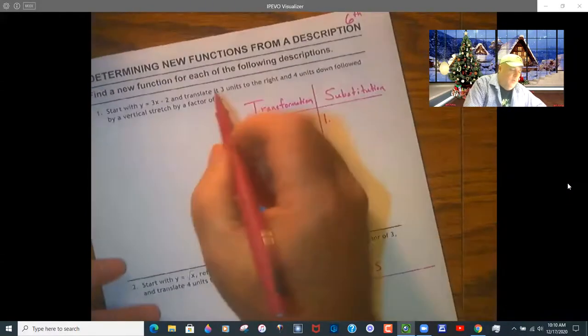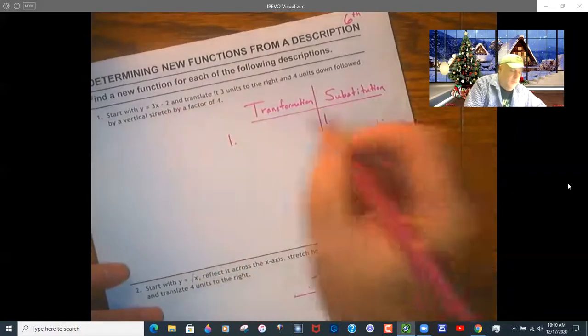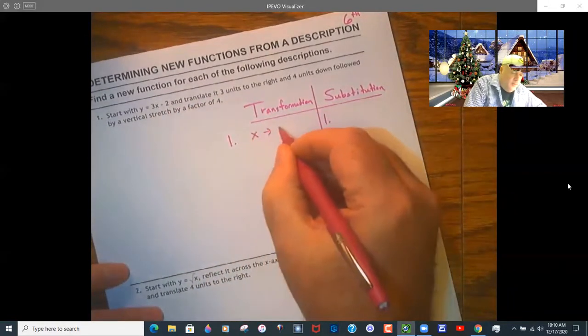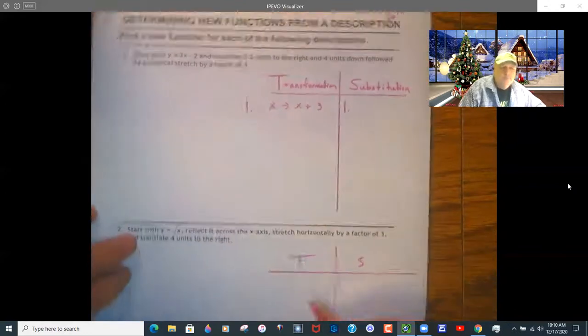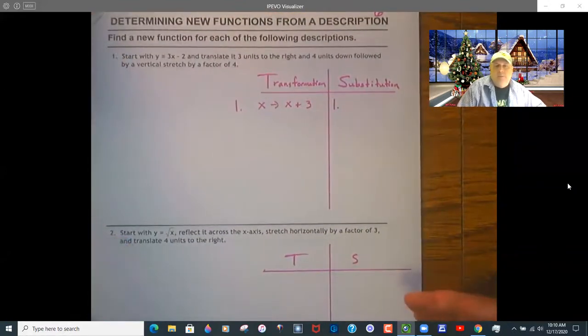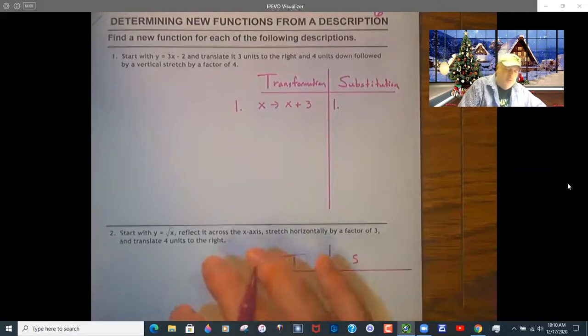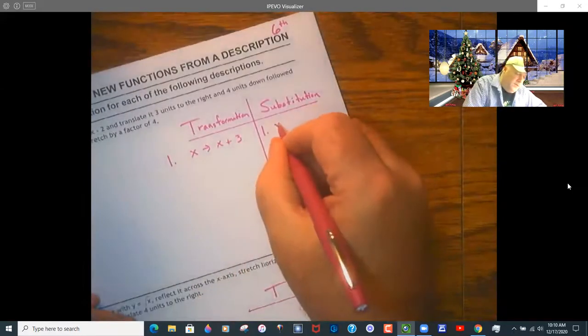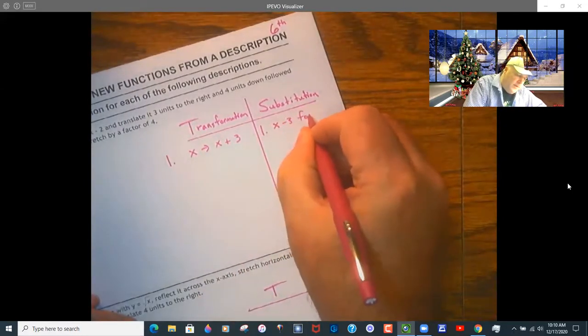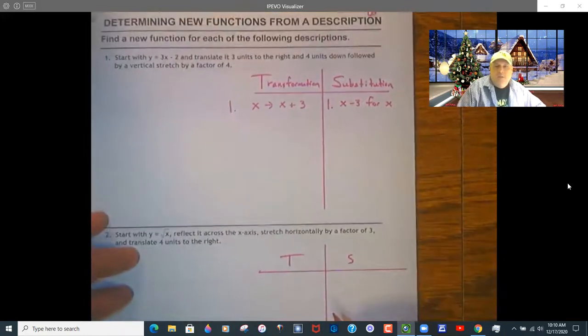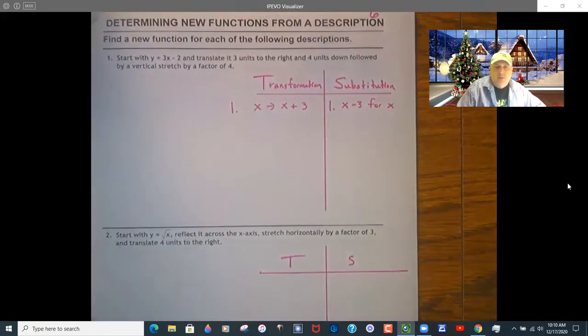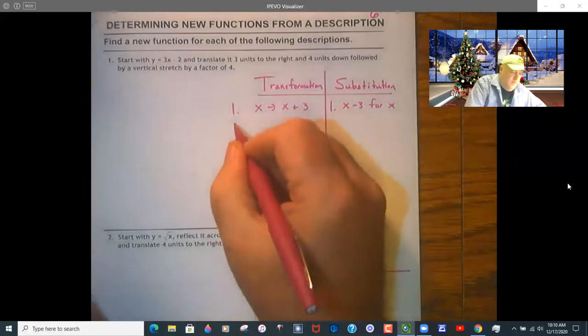All right, so we want to start by translating this 3 units to the right. So 3 units to the right is written this way: all the x's will go to x plus 3. But the substitution is going to be x minus 3 in for x. And then whatever simplifying that we can do after that, we will do.